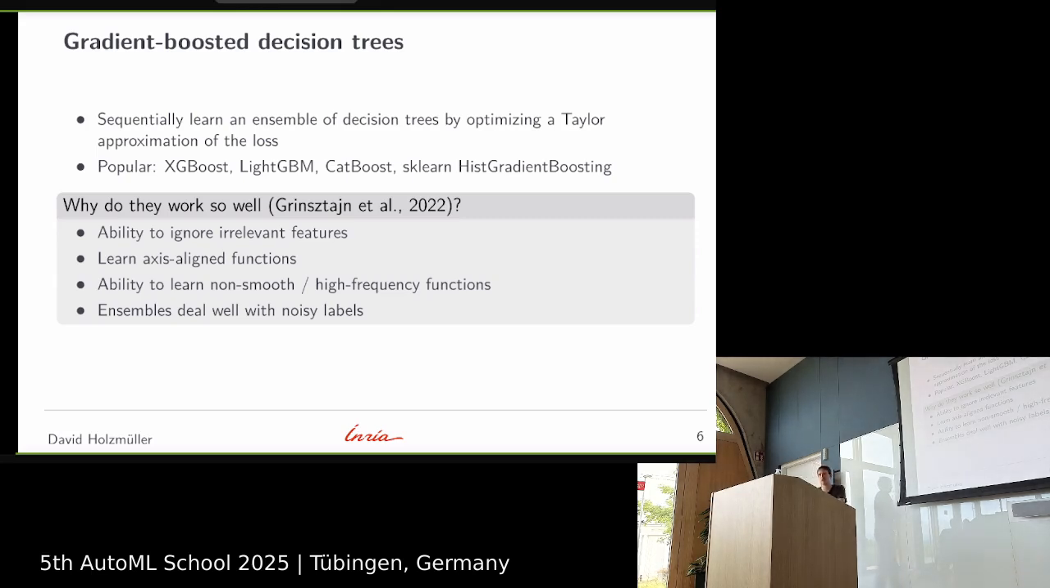Then they learn axis-aligned functions because they split on individual variables. And this paper also did some experiments to show that there is actually axis-aligned information in the data sets. If you rotate them, you make boosted trees worse. Then one aspect is the ability to learn non-smooth functions. But also what is maybe a bit conflated in this experiment is that boosted trees learn an ensemble, and ensemble methods are very good in terms of their variance. So they deal well with noisy data.